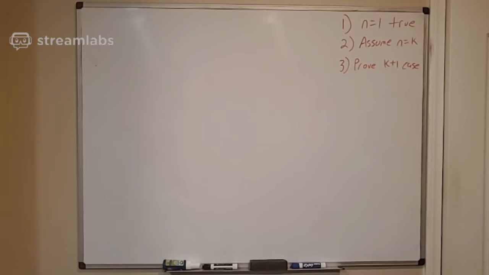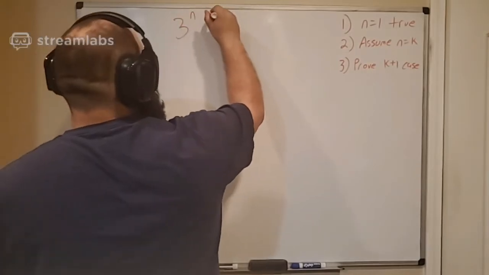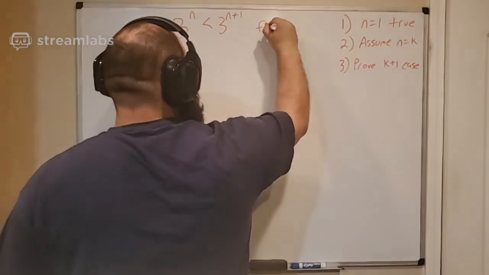Okay, so we're going to look at another example. We'll do some examples today, and then you hopefully will get a little bit better handle on what we are doing here. So they want us to prove that 3 to the n is less than 3 to the n plus 1 for the natural numbers.